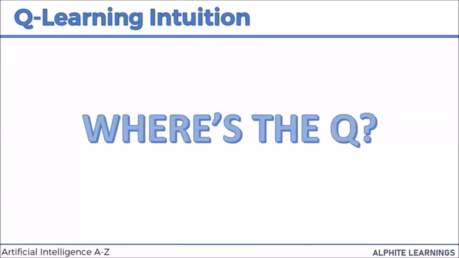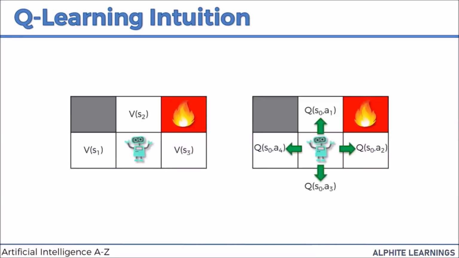People might ask, where is the Q? So let me take the same example. Suppose this agent is present here. It has three probabilities, that is called randomness. It can move to the S1 state, S2 state, or S3. So it has three values, 1, 2, and 3.